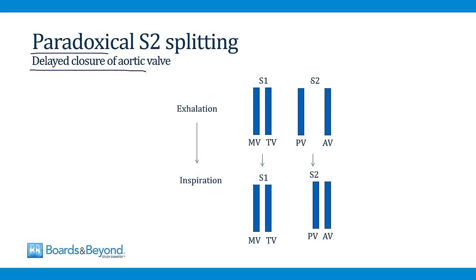In paradoxical S2 splitting, what happens is the second heart sound is split during exhalation because something has delayed closure of the aortic valve. During inspiration, the two components of the second heart sound get closer together, and S2 will sound single. So this is the reverse of the normal physiologic splitting. You have splitting during exhalation and a single S2 during inspiration.